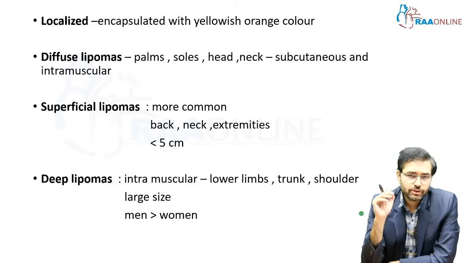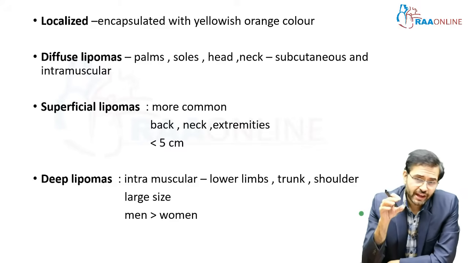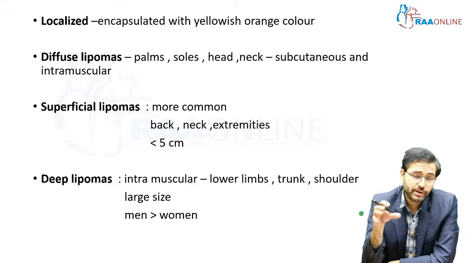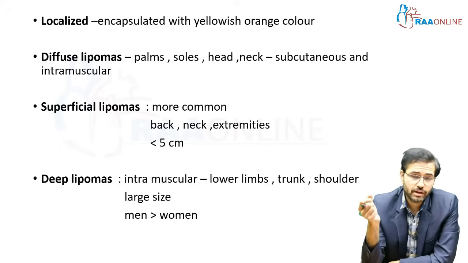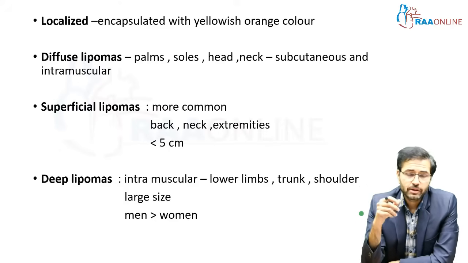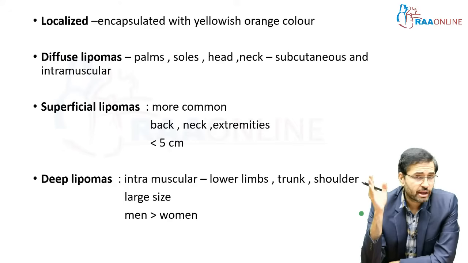It is usually seen in those areas where it can extend further, extend deep, and extend over a large area, for example, the head and neck region. In the soles, because there is tense fascia, the swelling may not be apparent very well. Palms, etc. It can be subcutaneous or it can be intramuscular as well.